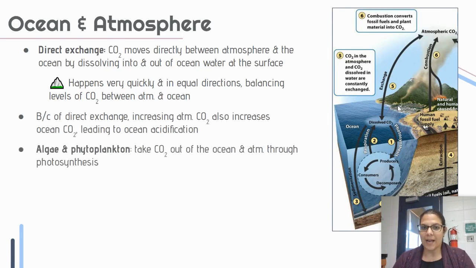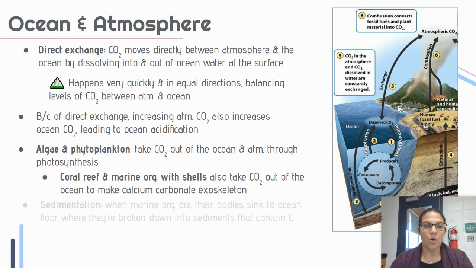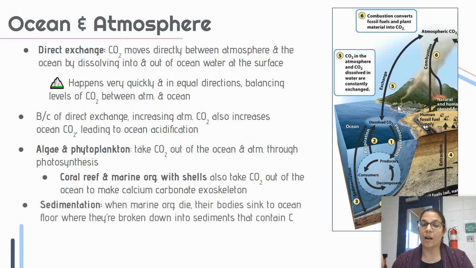Increasing atmospheric carbon dioxide increases ocean carbon dioxide, and that leads to ocean acidification, which is bad. We'll get into that toward the end of the year. Algae and phytoplankton are great in that they photosynthesize and take that carbon dioxide and fix it into sugars. Coral reefs and marine algae with shells take carbon dioxide out of the atmosphere and make it into their skeletons, those calcium carbonate exoskeletons. They need carbon dioxide for that.